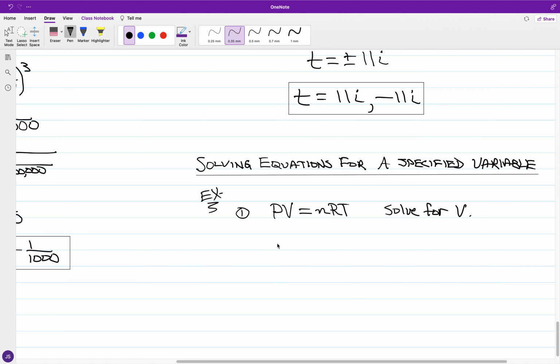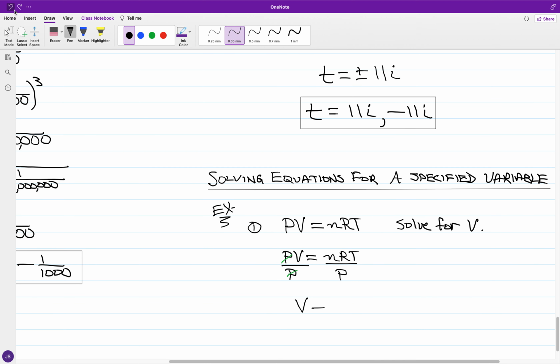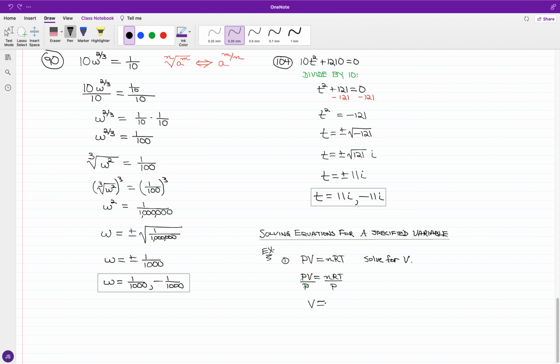Well, what we would have here is that you got V on the left-hand side of the equation, and we can undo the activity to the left where V is multiplied by P. So you can get V by itself upon division. So you got P times V over P. So the P's on the left will go out, and we have that V is equal to nRT over P.